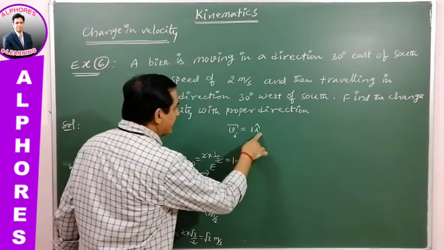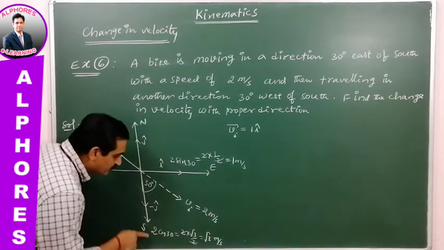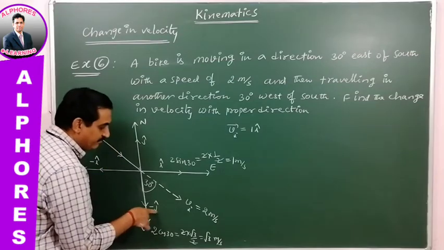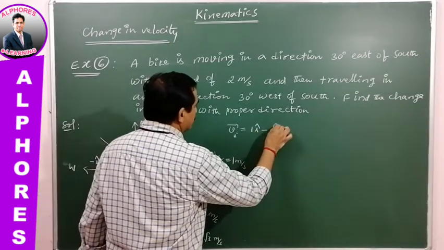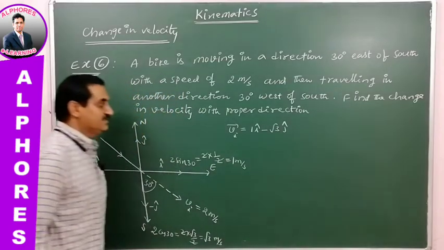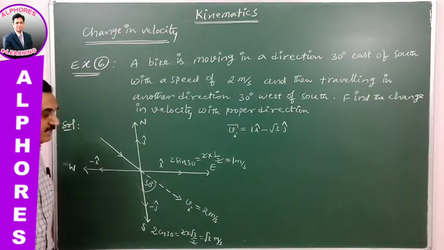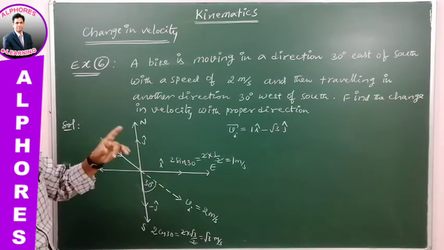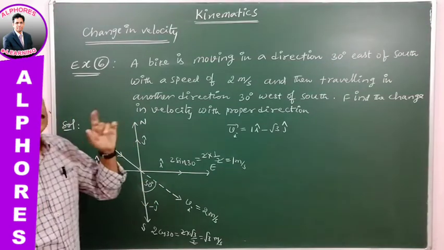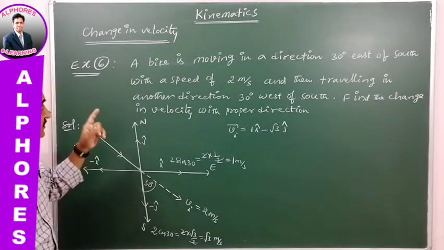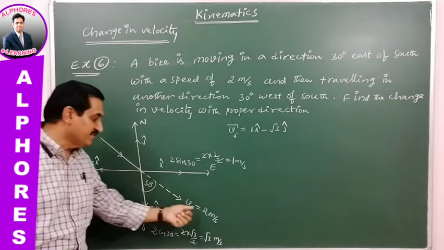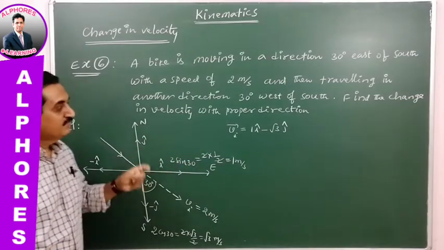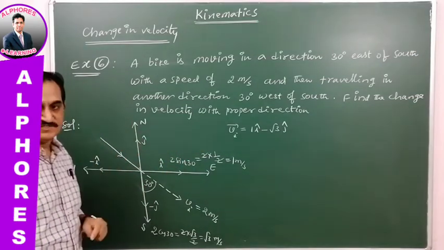So this is 1 I cap. So here it is root 3, calculated root 3 towards south, but minus j here, minus root 3 j. This is the initial velocity. So far we completed the first velocity, that is 30 degrees of south. That is the direction along which the bike is moving with this speed. And based on that, in vector form, we developed the initial velocity of the bike.